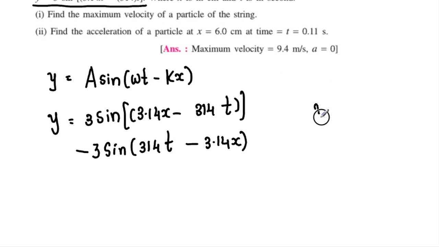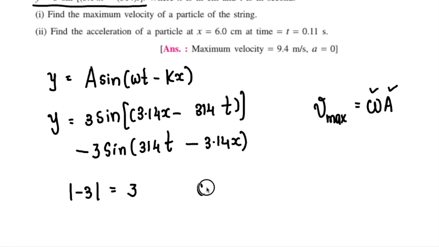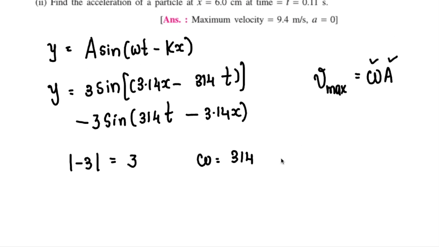For maximum velocity, we need two quantities, that is omega times a. I need omega and I need the amplitude. Now what is my amplitude? It is minus 3. The magnitude of this gives you 3, and from here I can take omega as 314. Omega equals 314 radian per second.